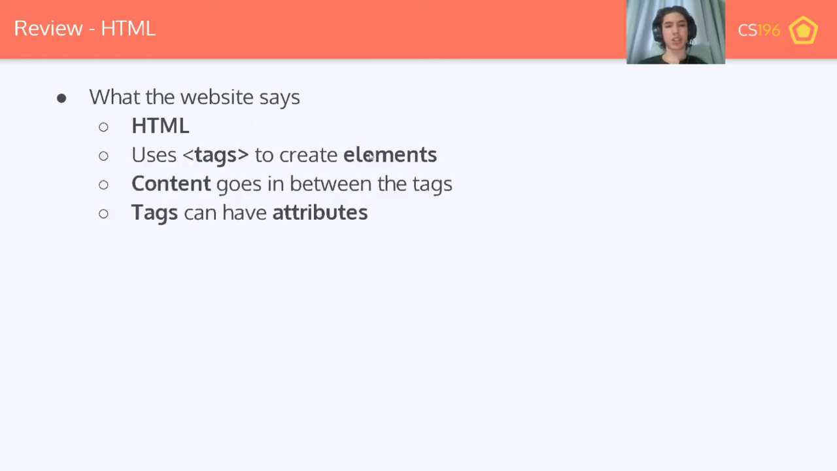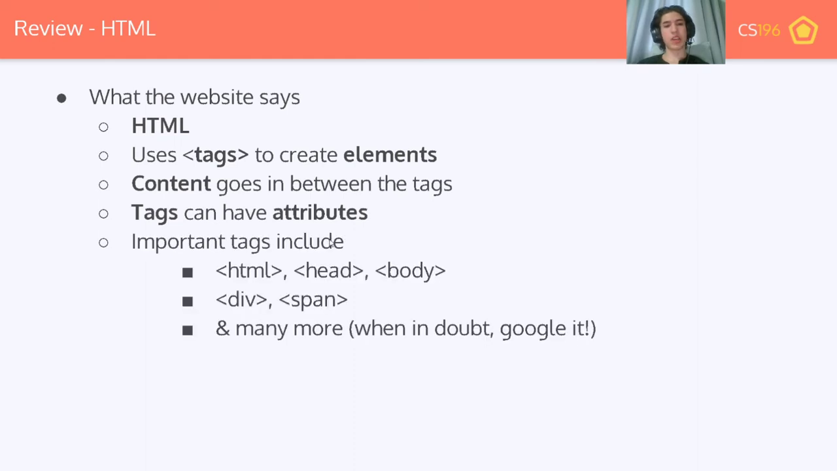HTML uses tags to create elements. Content goes in the tags, and then tags can have attributes. And there's a ton of important tags that you can use at different times. Some of the really important ones that I'll mention are HTML tags, which encompass everything, the head tag, which is for the head, and then the body tag, which is for the body. Additionally, we use div and span a lot just to have arbitrary divisions that we can apply CSS to more easily. And there's, of course, tons and tons more.